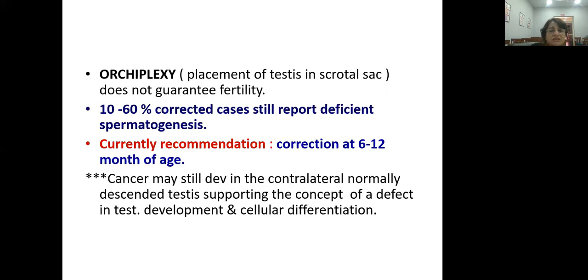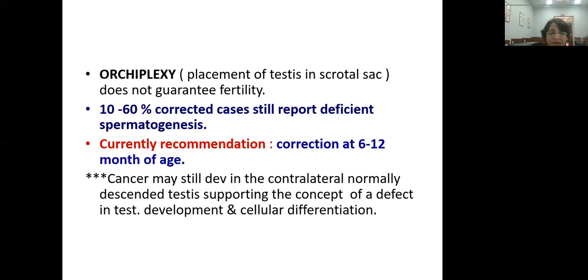So orchiplexy is the surgical procedure in which there is placement of the testes into the scrotal tract, but this process does not guarantee fertility. Even in surgically placed testes, 10 to 60% will still report deficient spermatogenesis. So the current recommendation is that 2 saal ke bajaye 6 to 12 months of age pe humne surgically correction kar deni hai.